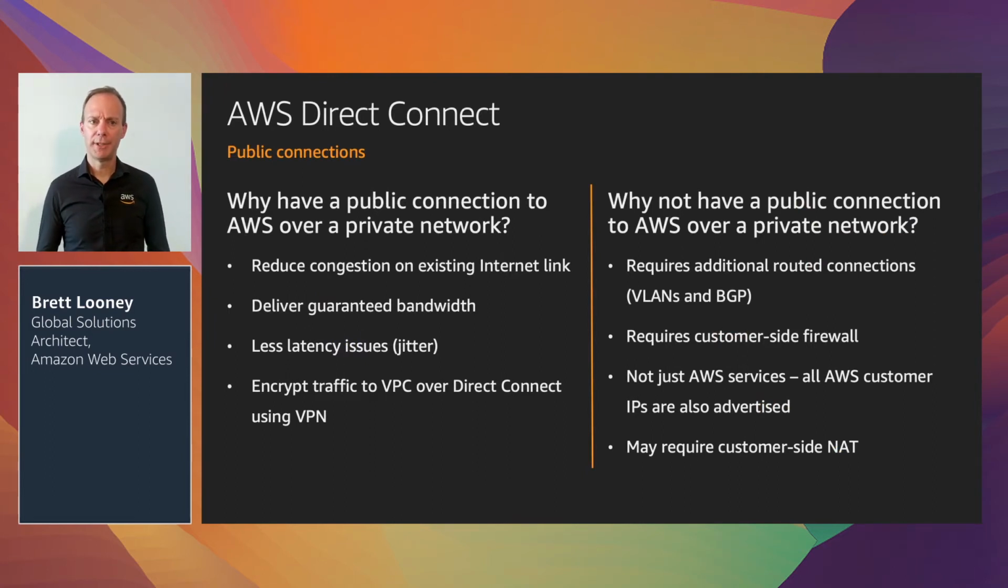What about public connectivity? We have an item called a public VIF. Why would you want to use one of those? Well, you might want to connect to AWS services not over the internet. Your internet link might be congested, it might offer too much variable latency, so too much jitter, or you might want to encrypt traffic to a VPC via a VPN, but not over the internet.